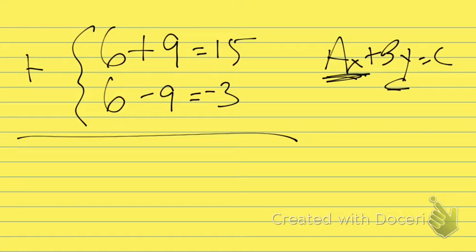6 plus 6, 12. 9 and negative 9, 0. 15 and negative 3, 12. So it appears as though if they're both true and there's something that cancels or is the same, it makes a new equation that's true, right? Let's test it out.